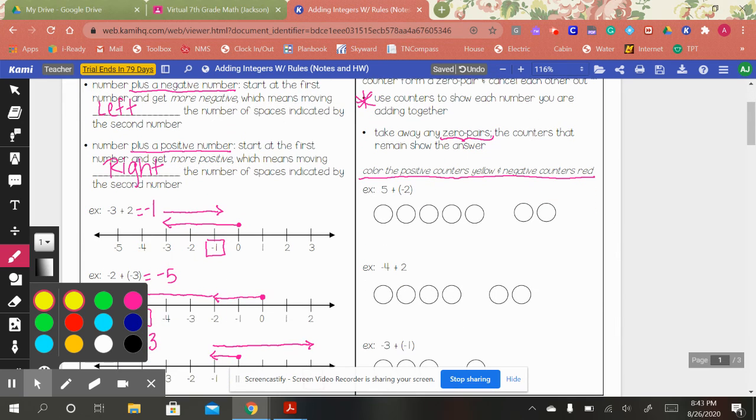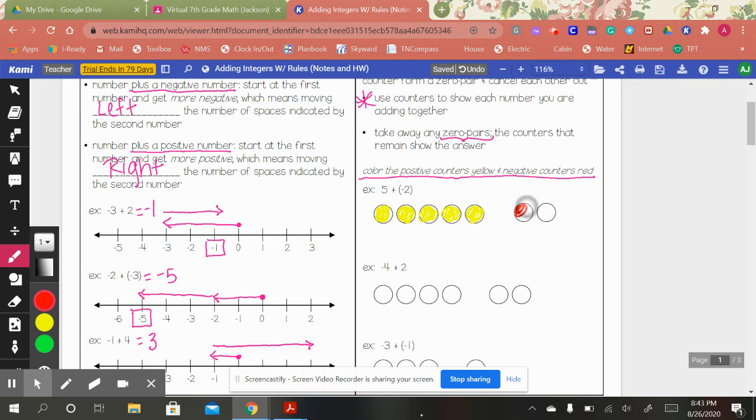The first example says +5 plus -2. So I color my positive yellow, and on your notes, I have already included the circles. So you just need to drag and drop them over the circles on your notes. So I'm coloring all of these positive ones yellow. And then I'm going to switch colors, and I'm going to color my 2 that are negative red.